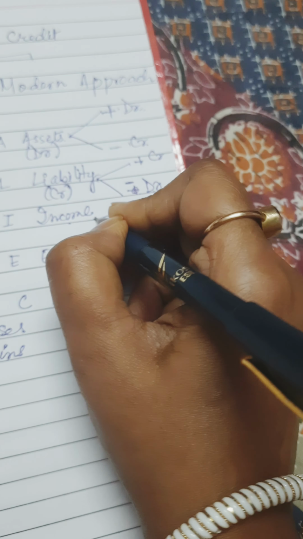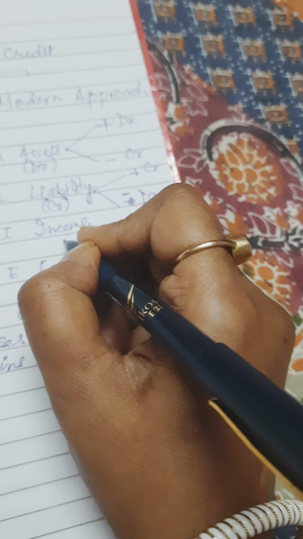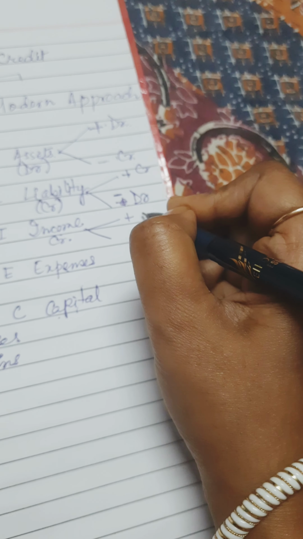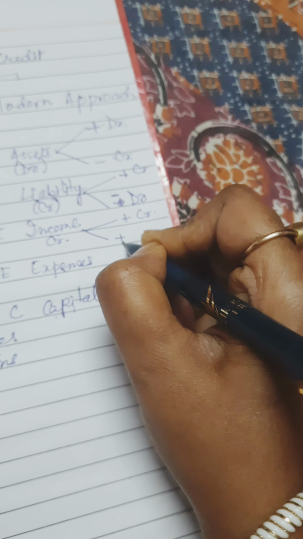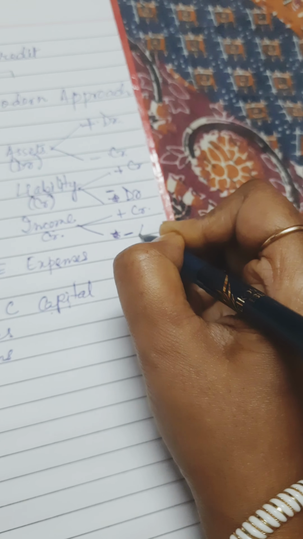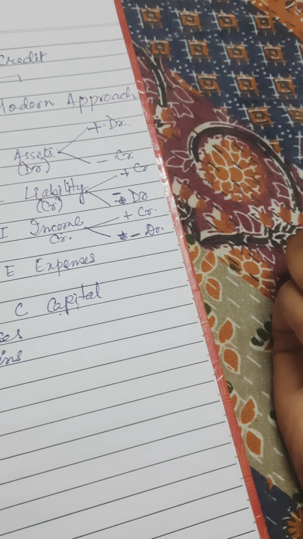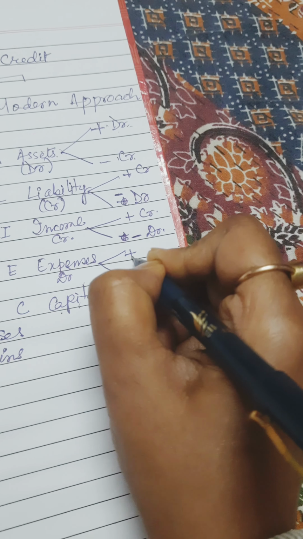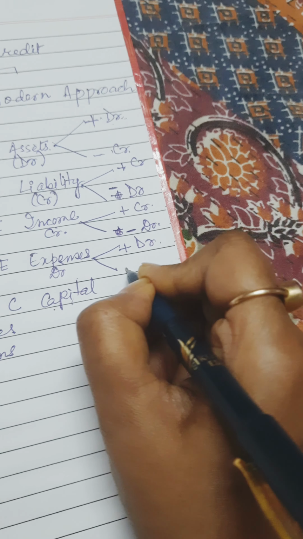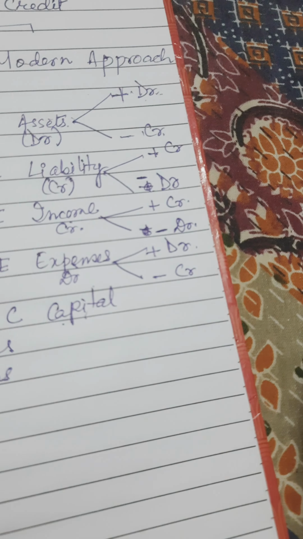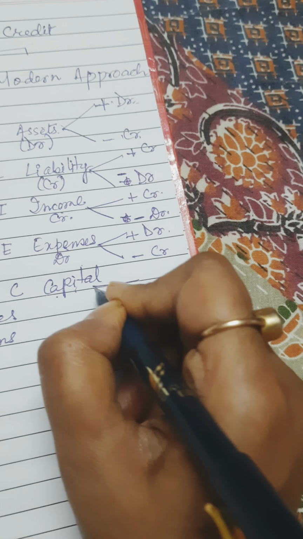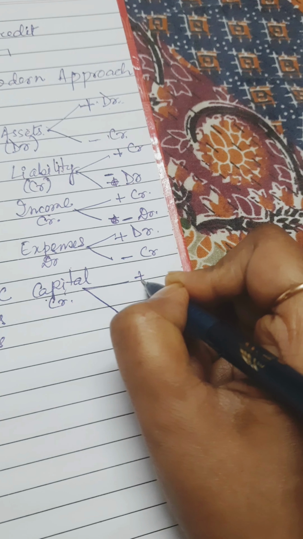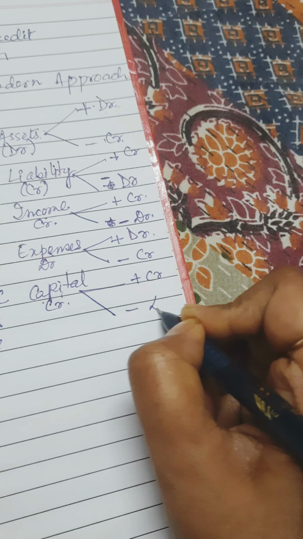Coming to incomes. Income has a credit balance. If there is an increase in income, you will be crediting it. If there is a decrease in income, you will be debiting it. Coming to expenses. Expenses have a debit balance. So if there is an increase, you will debit it. If there is a decrease, you will credit it. Coming to capital. Capital has a credit balance just like liabilities. So if there is an increase, you will credit it. If there is a decrease, you will debit it.